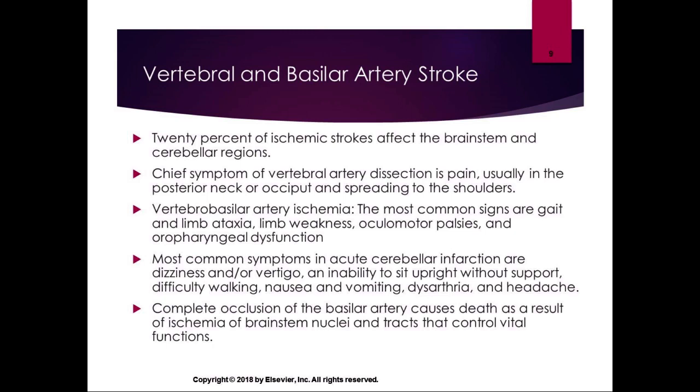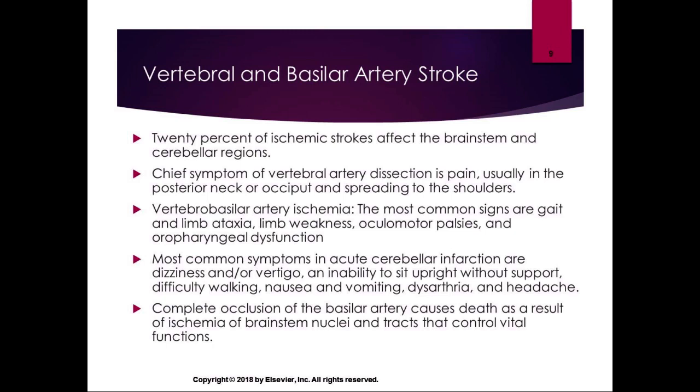Remember how we talked about ataxia being one of the main symptoms of cerebellar dysfunction? So one of the most common signs of vertebrovascular artery ischemia is gait and limb ataxia, limb weakness, oculomotor palsies because it affects the cranial nerves, and oropharyngeal dysfunction, also affecting the cranial nerves. Dizziness and vertigo are common symptoms in acute cerebellar infarction, or inability to sit upright, difficulty walking, nausea and vomiting, dysarthria, and headache.